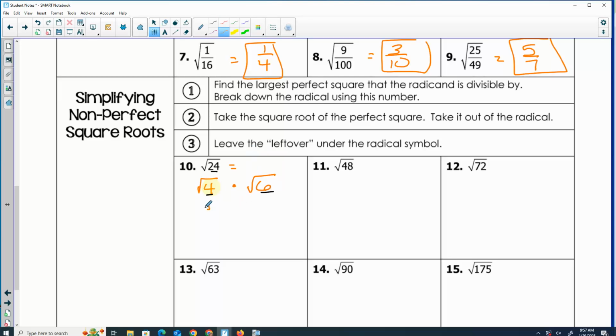What is the square root of 4? 2. Can we do the square root of 6? No, so we just keep it. So this is just 2 square root of 6. Because 6 is not a perfect square, and it's no longer divisible by any perfect squares, we just keep that part in the radical. And you can check on your calculator. I want you to do something. I want you to type in the square root of 24.